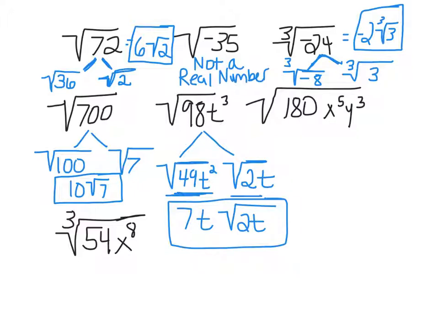Let's look at the square root of 180 x to the 5th y to the 3rd. So 180 is not a perfect square, so I'm going to break it up into 2 radical expressions.